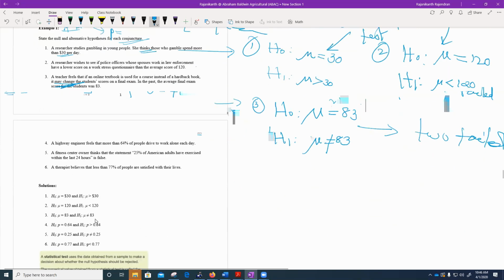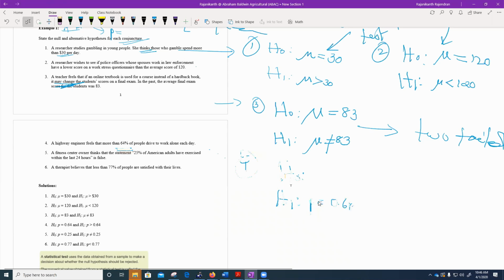Okay then. Oh, now you see this one? What kind of parameter? The proportion. Proportion. Very good. If you have a number talking about the number of people, it's going to be proportion. Okay. So that means number 4 is about the proportion. H0 and H1. So they are talking about the little p now. Right? 64% means how much in number? 0.64.